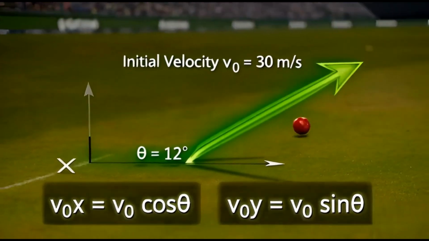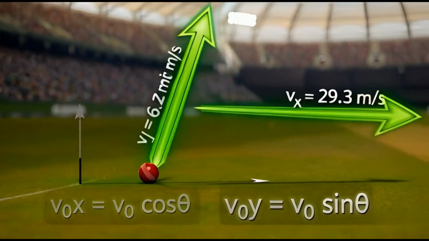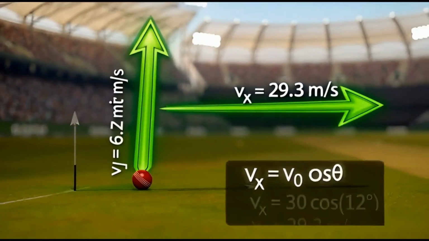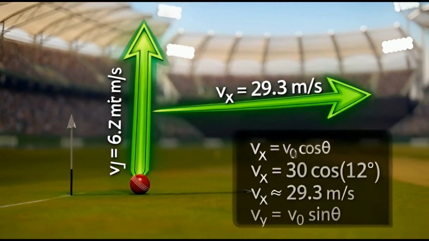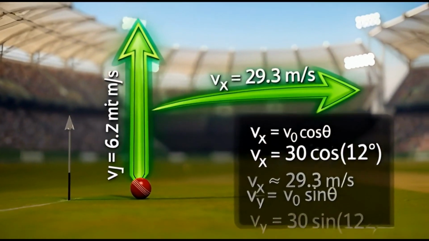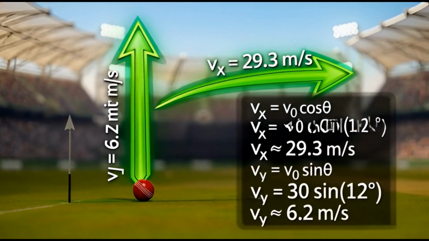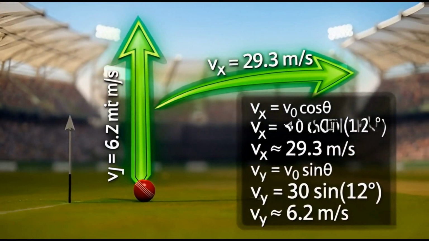To analyze the motion of the ball, we decompose the initial velocity into two components. The horizontal component determines how fast the ball travels toward the batsman along the pitch. The vertical component determines how the ball rises or falls during its flight. Together, these components completely describe the motion of the ball immediately after release.